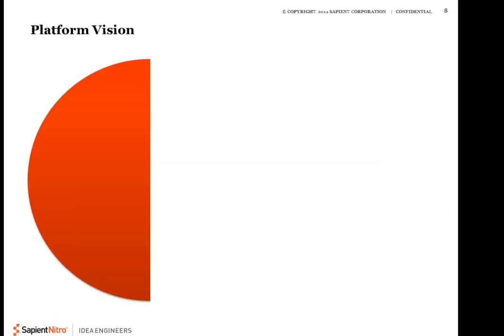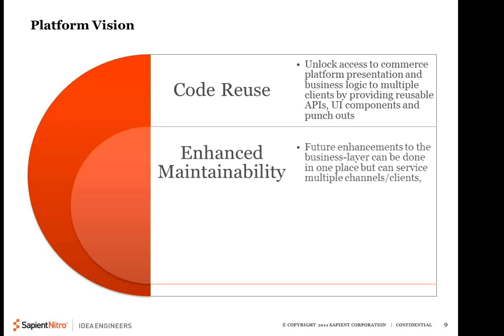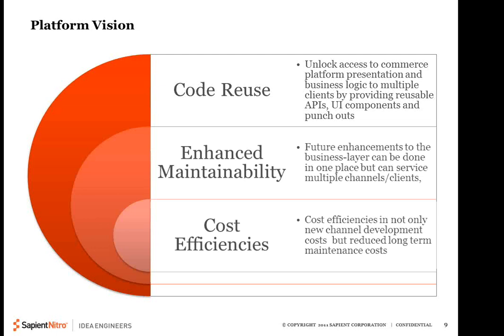So what is the platform vision? What we are looking at in the platform, first and foremost, is code reuse. And the second one is enhanced maintainability and cost efficiencies. So what do I mean by code reuse? Use the code that we have written for a particular channel. That means unlock access to the common platform presentation and business logic to multiple clients by providing reusable APIs, UI components, and punch-outs. That means leverage the channel. Once you develop a platform, leverage it for multiple channels.